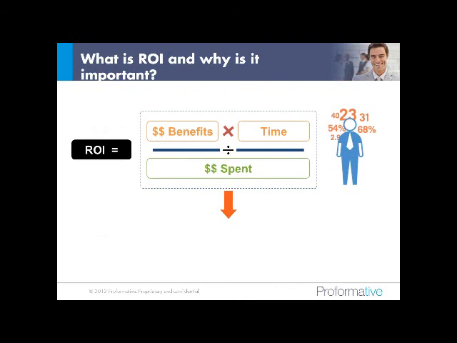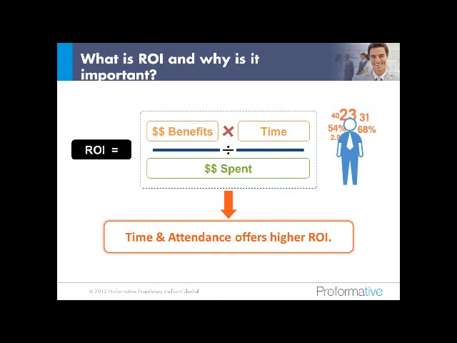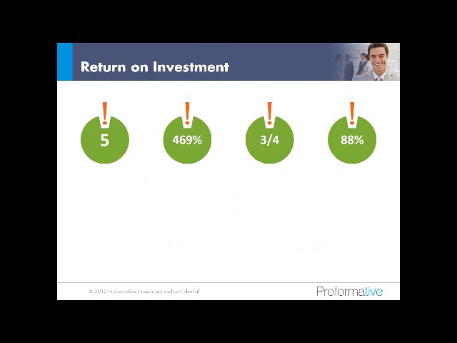Now let's talk about the return on investment and why it's important. And I'm going to share some statistics with you. But obviously, the return on investment is the benefits, the savings of those benefits over time divided by the spend. And time and attendance or workforce management offers one of the highest ROIs within the integrated human capital management space because it's directly tied to your largest controllable cost and employees using the system within your organization. So here are a couple of numbers of a survey that was performed just to give you a sense of the return on investment expected.